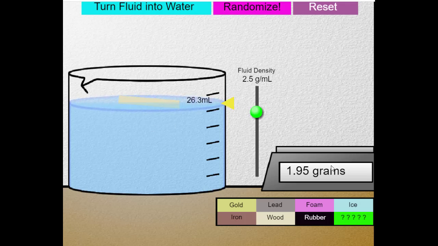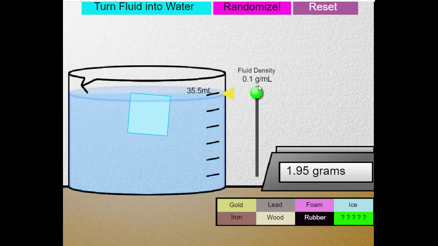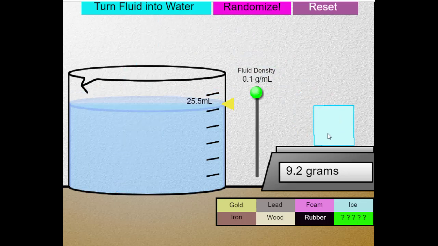So I will put the link to this so you can do some more practicing. And you can also change the density of your liquid to figure out what the density of this object is, and then how that changes whether it floats or sinks depending on the density of the liquid. So I'll put that link right underneath this video, and have fun exploring.